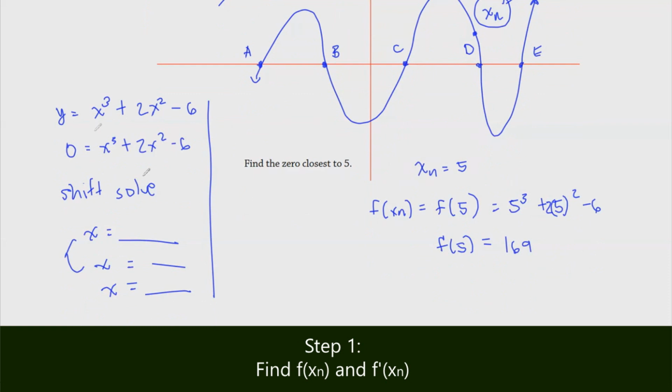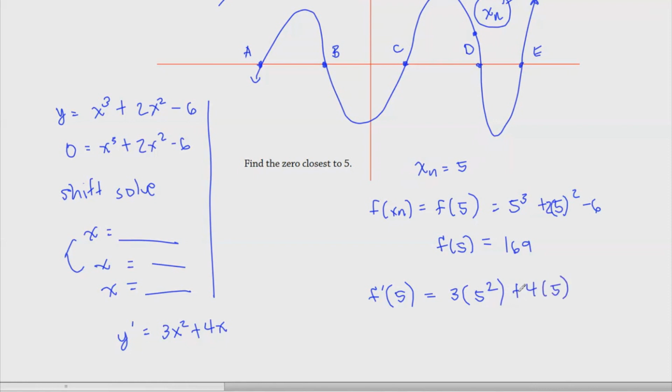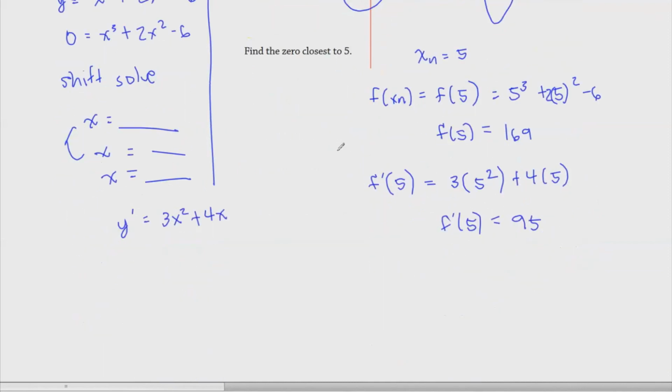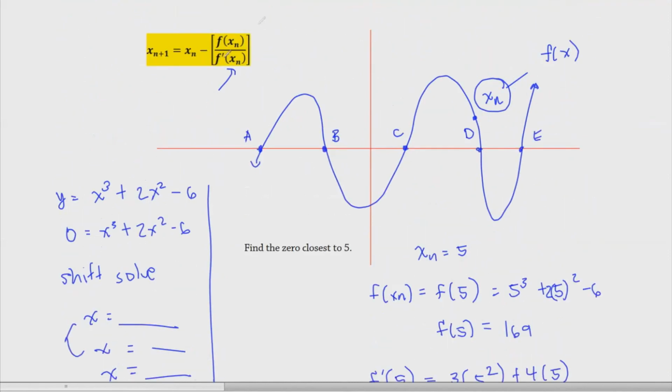So in this case, I'll be taking the derivative. I have y prime is equal to 3x squared plus 4x. And then I need to substitute 5 into this equation. So we have f prime of 5 equal to 3 times 5 squared plus 4 times 5. In this way, I have f prime of 5 equal to 95. So from this equation, I already obtained the necessary values. Now I can substitute into the formula.